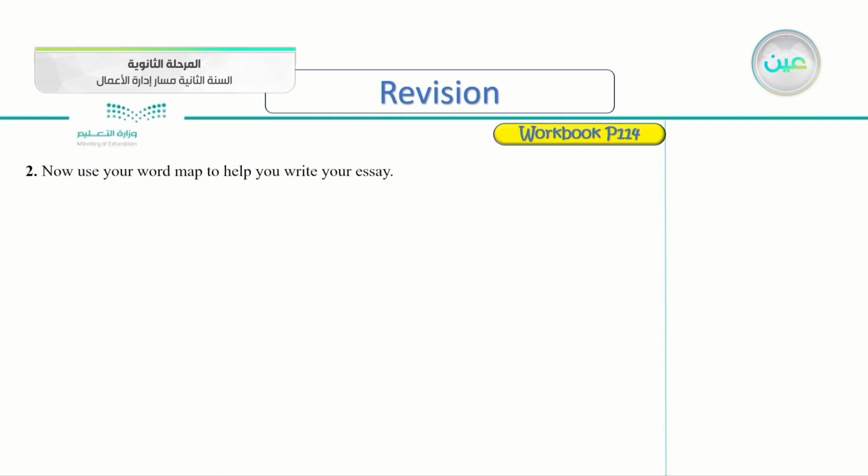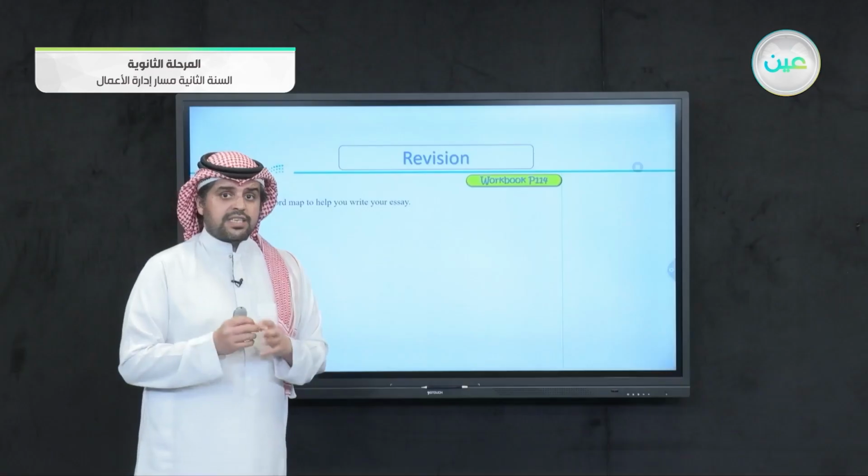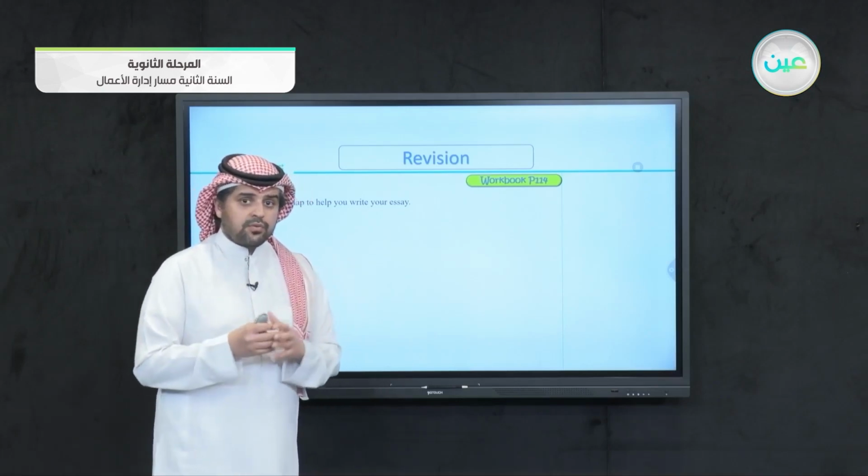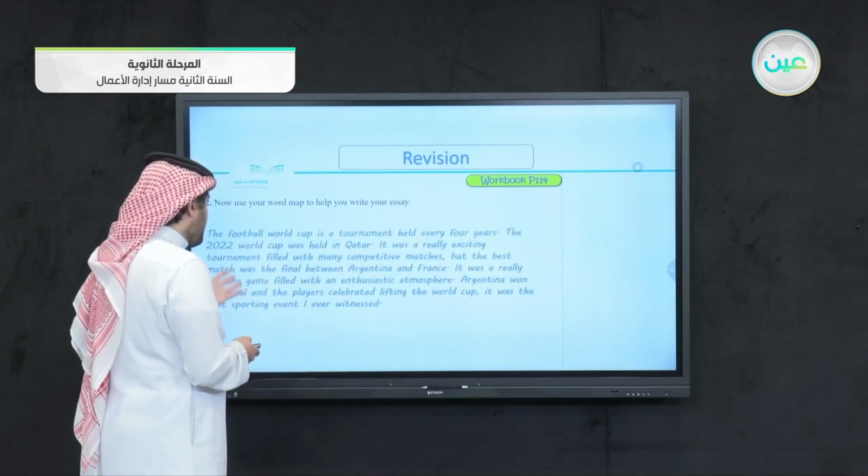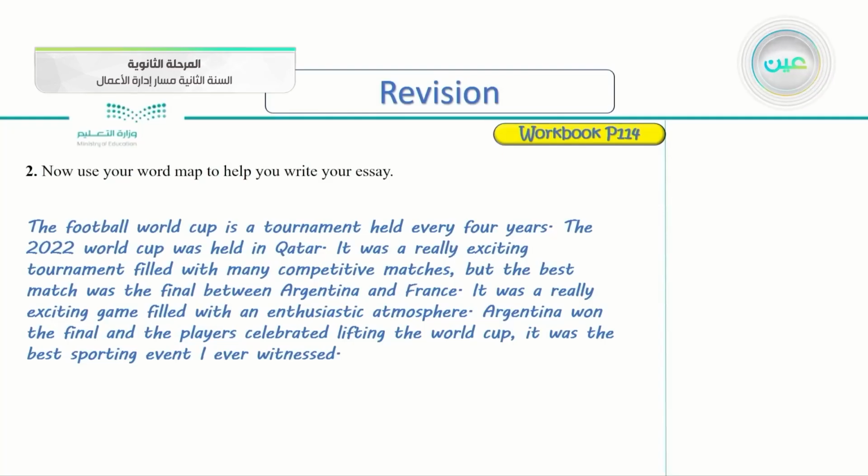So now use your word map to help you write your essay. When you finish your word map about the most exciting event you've ever witnessed, use it to write just a small essay here. For example, I've written: The Football World Cup is a tournament held every 4 years. The 2022 World Cup was held in Qatar. It was a really exciting tournament filled with many competitive matches, but the best match was the final between Argentina and France. It was a really exciting game filled with an enthusiastic atmosphere. Argentina won the final and the players celebrated lifting the World Cup. It was the best sporting event I ever witnessed. So this is my own essay, my own writing. Write whatever essay you want using your own words.